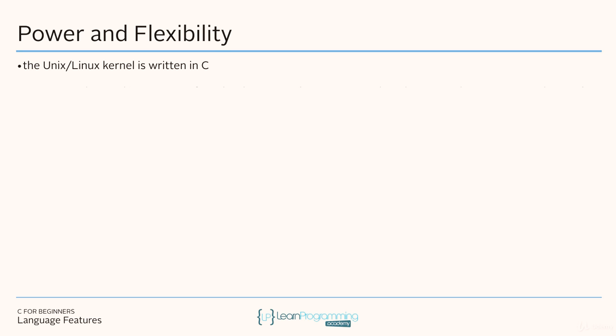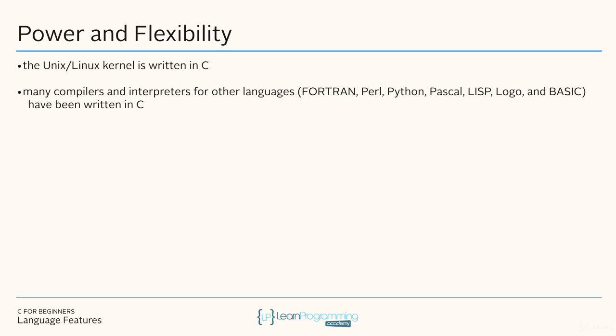So it typically contains interfaces to the hardware. It manages memory. It does all sorts of different things. And that is all written in C. So that can tell you the powerful aspect of the language. If the kernel of an operating system is written in that language, the language is powerful.